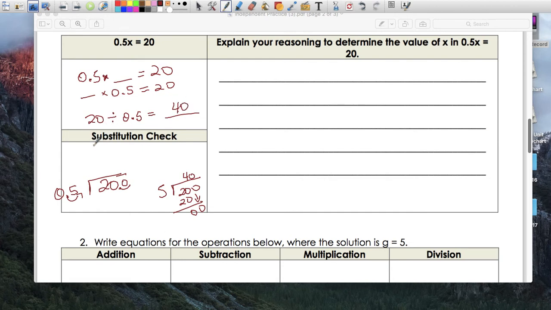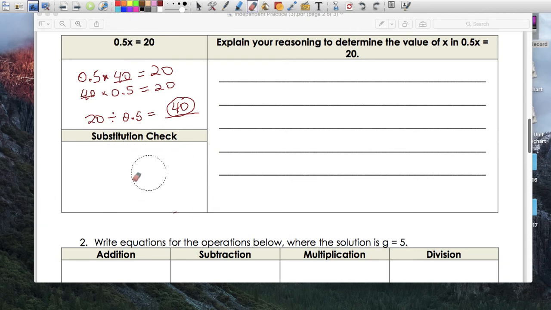Okay, so now I can write one more fact family. 20 divided by 40 equals what? 0.5. So now that we know our third number, we can plug that number over here. And our mystery number ends up being 40. Right? So let's just say x equals 40. Let's substitute. 0.5 times 40 equals 20. And if you multiply 0.5 times 40, you indeed do get 20. And 20 equals 20. So explain your reasoning.